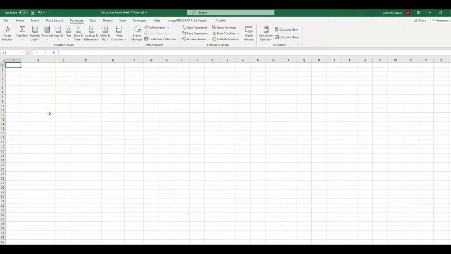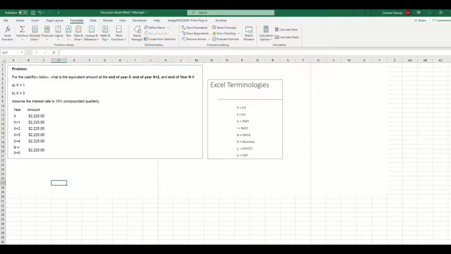Right now I'm going to record my discussion post. The problem states that for the cash flow below, what is the equivalent amount at the end of year 0, end of year x plus 2, end of year n, for these conditions?